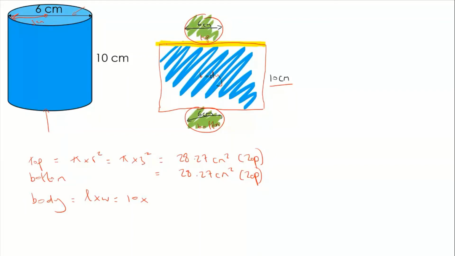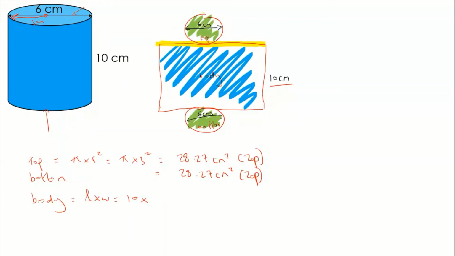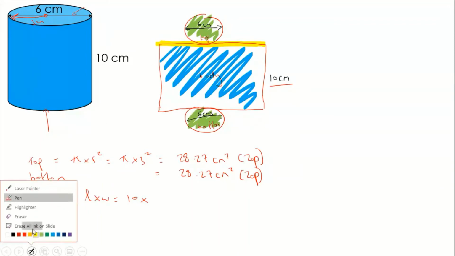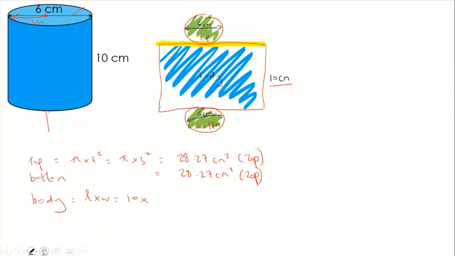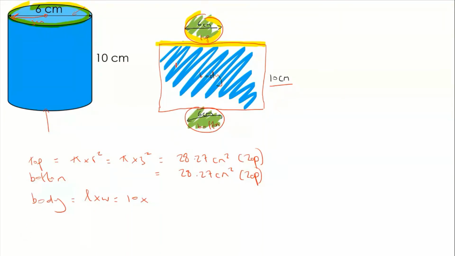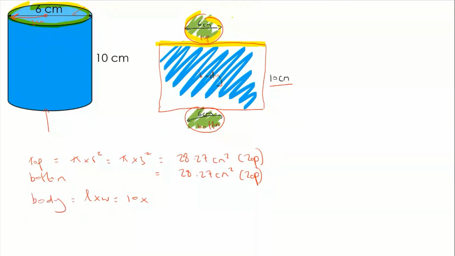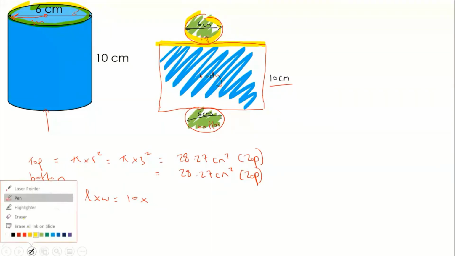Can we see that this yellow line here must wrap around this circle completely. Like this, see? It must wrap around the whole circle completely to make a perfect cylinder. And if it wraps around the circle completely, then it must be the same length as the circumference of the circle.